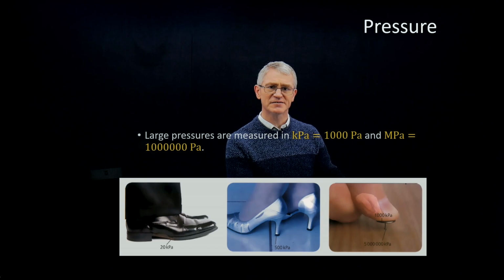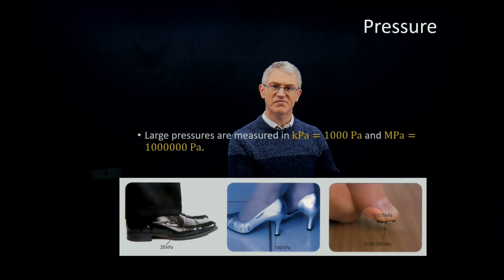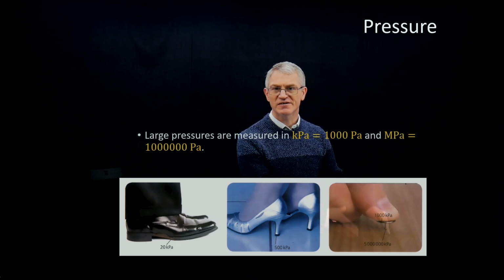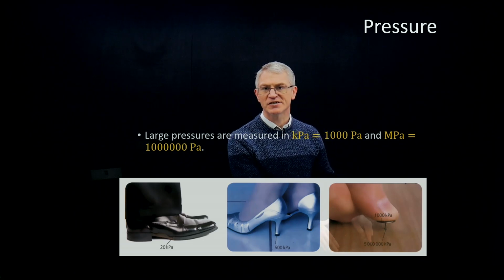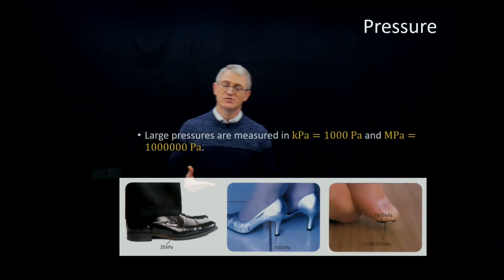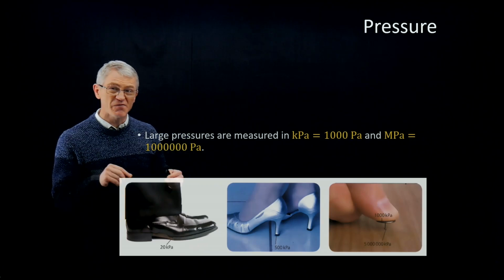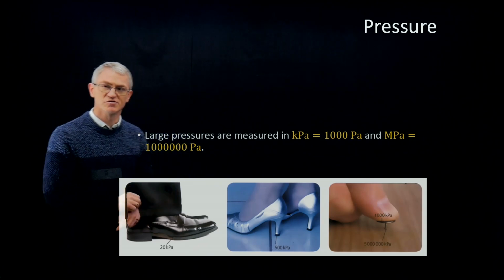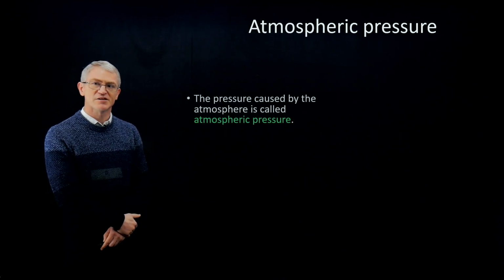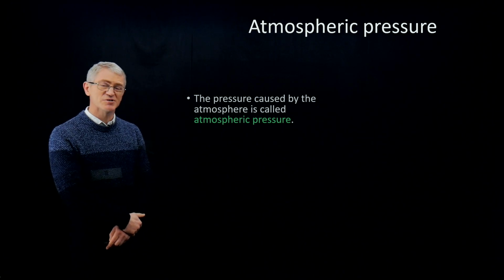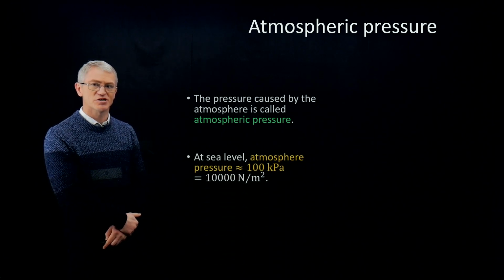So we can see that there's a very small area. And basically the smaller the area, the higher the pressure. Again, it depends on the force. If the force is very high and you've got a very small area, you've got a huge pressure going through that point. Now the pressure caused by the atmosphere is called the atmospheric pressure.